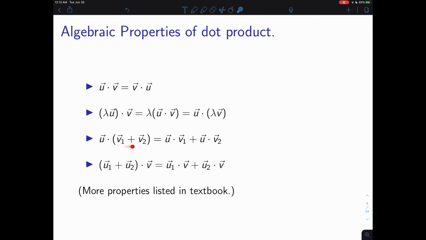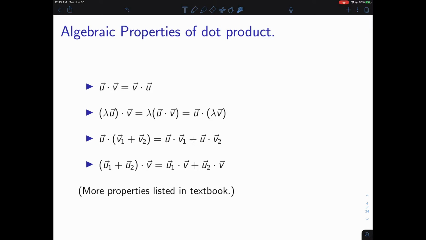And then if one of these vectors was broken up as v1 plus v2, then I can multiply each one separately and add the results together. And same thing if it was the u that was broken up as two things added together. We'll see these in action, but right now those are just some equations, and that's not all the properties in the whole world. The textbook actually has some more.